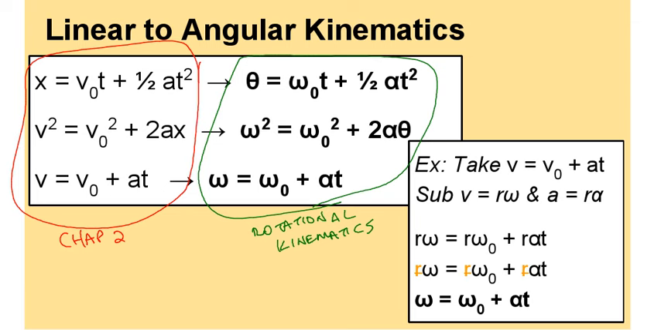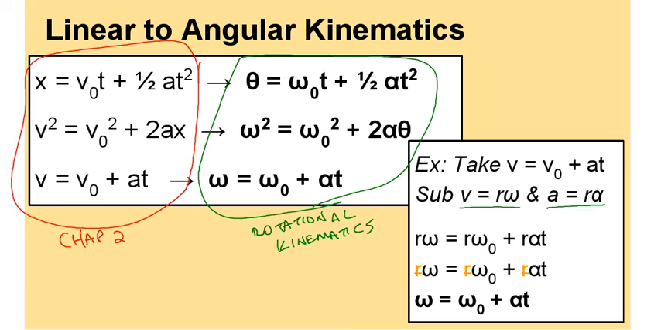Over here in the corner, I've worked one of those for you, but you can see where the others come from really quickly. Remember here that on that last slide, we said that v was equal to r omega and a was equal to r alpha.